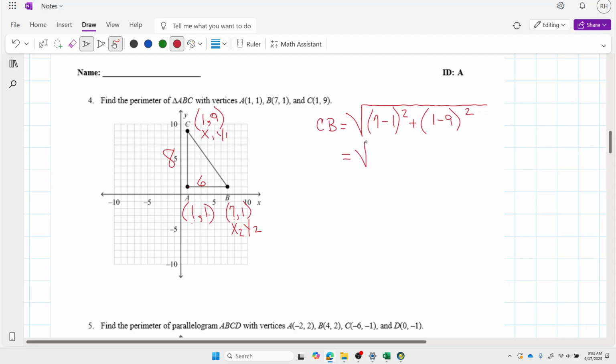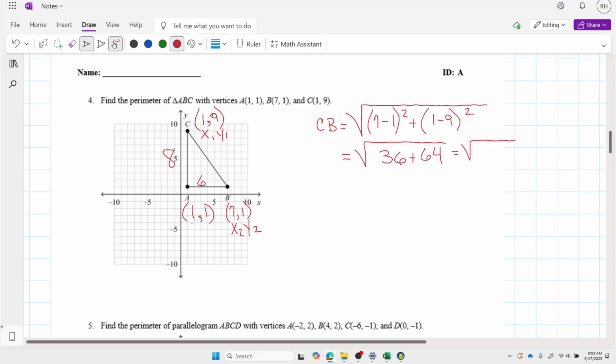So CB is equal to the square root of 7 minus 1 is 6, and 6 squared is 36, plus, if you got your calculator out, you can type for these y's, you can type 1 minus 9, hit equals. Screen should say -8, and then go 2 above the 8 and hit x squared. That's 64. Now that number, the 64, is still sitting in your calculator, so just push plus 36.